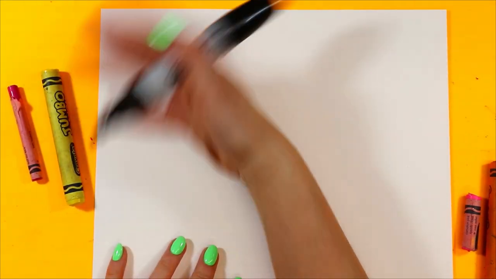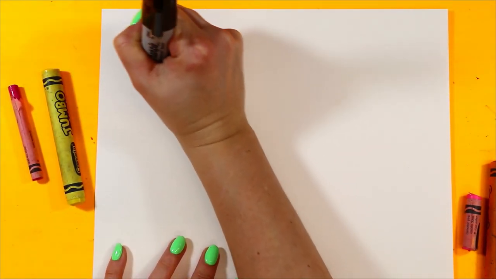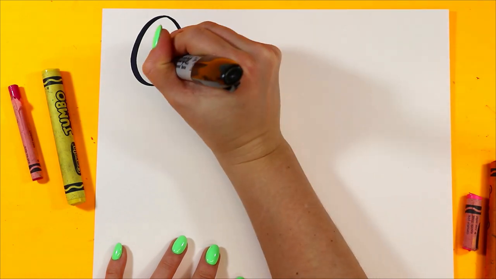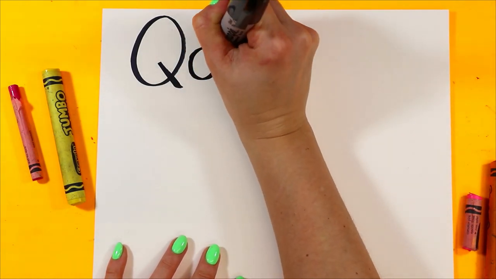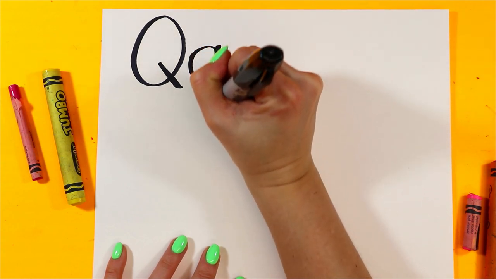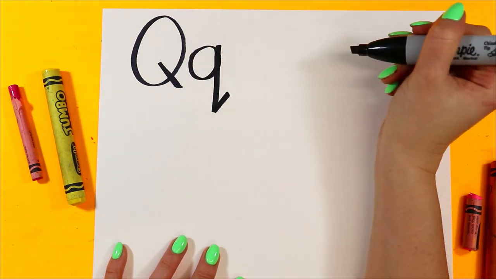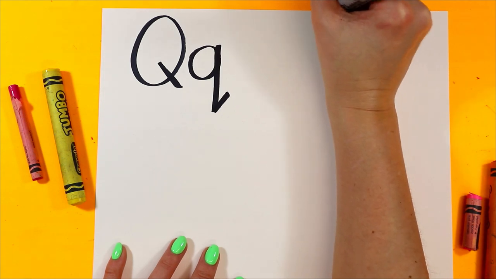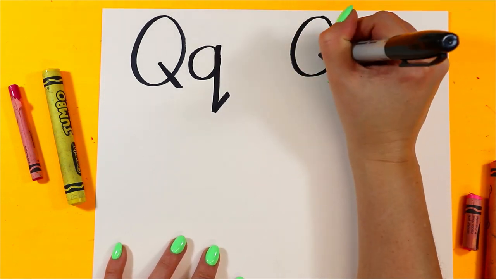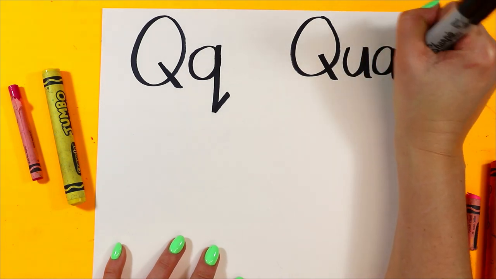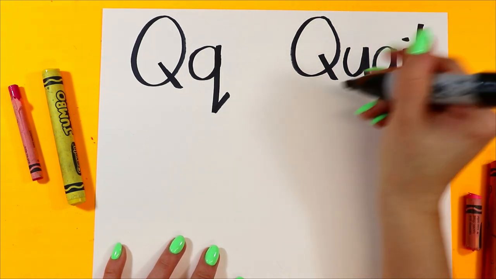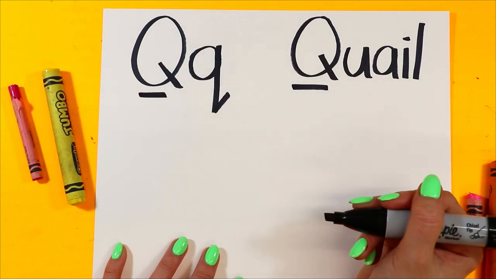All right. Let's write the letter Q. Let's do an uppercase letter Q by doing a nice big circle and a line across. And then we'll draw a circle for the lowercase with one line down and a little tail up for letter Q. We're gonna draw a quail, so we're gonna write the word quail with a Q. Q-U-A-I-L for quail.